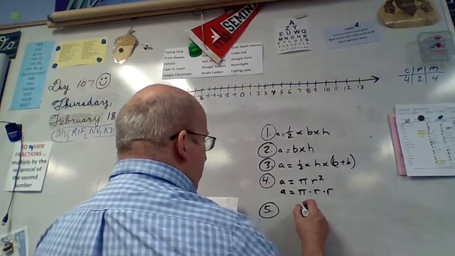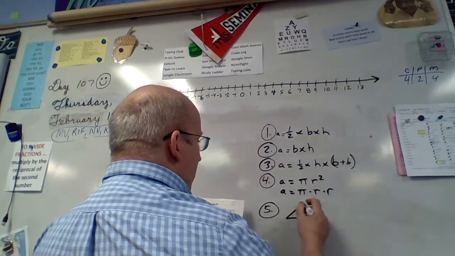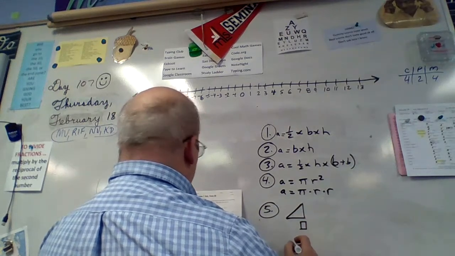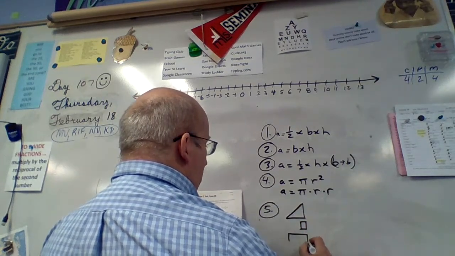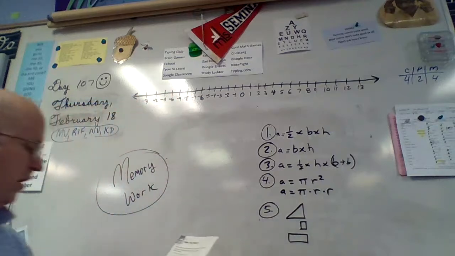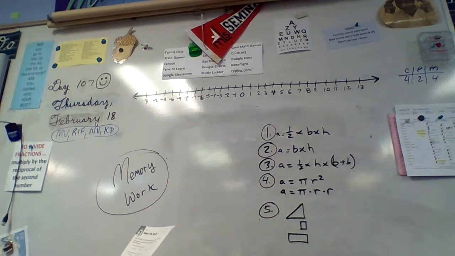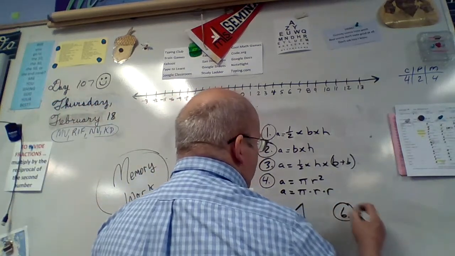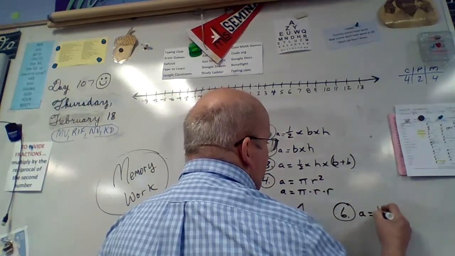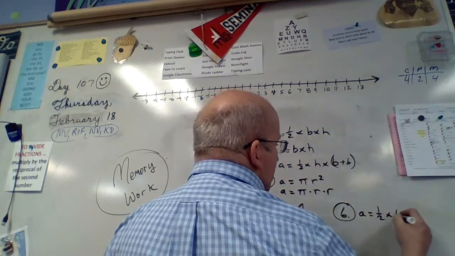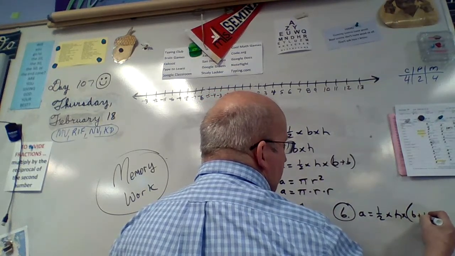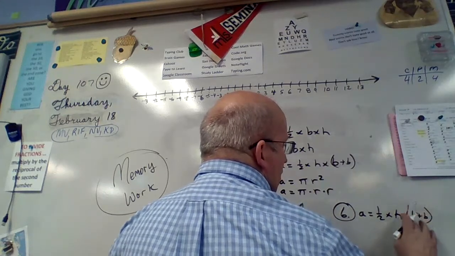I'm hoping you see that in number 5 you got a triangle sitting on top of a small rectangle that's sitting on top of another rectangle that's a little bit bigger than the smaller one. Number 6, well, hopefully you recognize that's a formula for the area of a trapezoid. So that's 1/2 times the height times the adding up of the two bases.